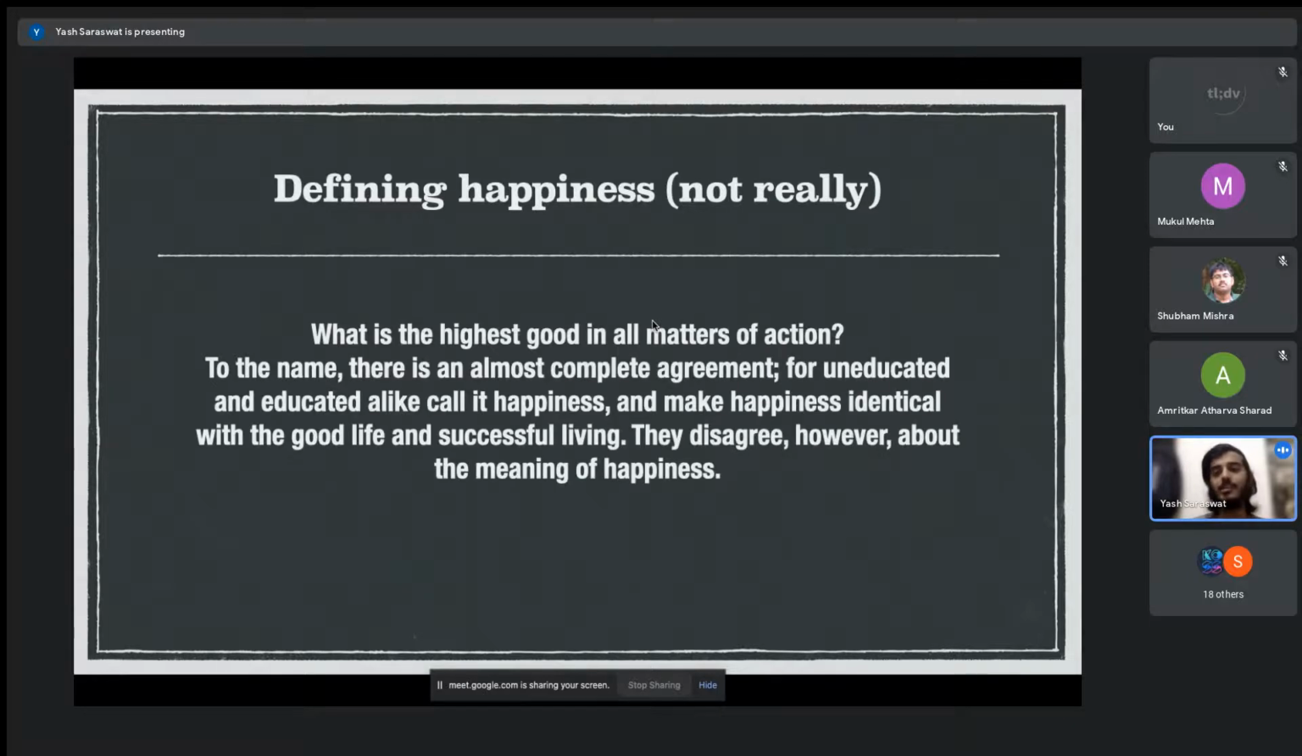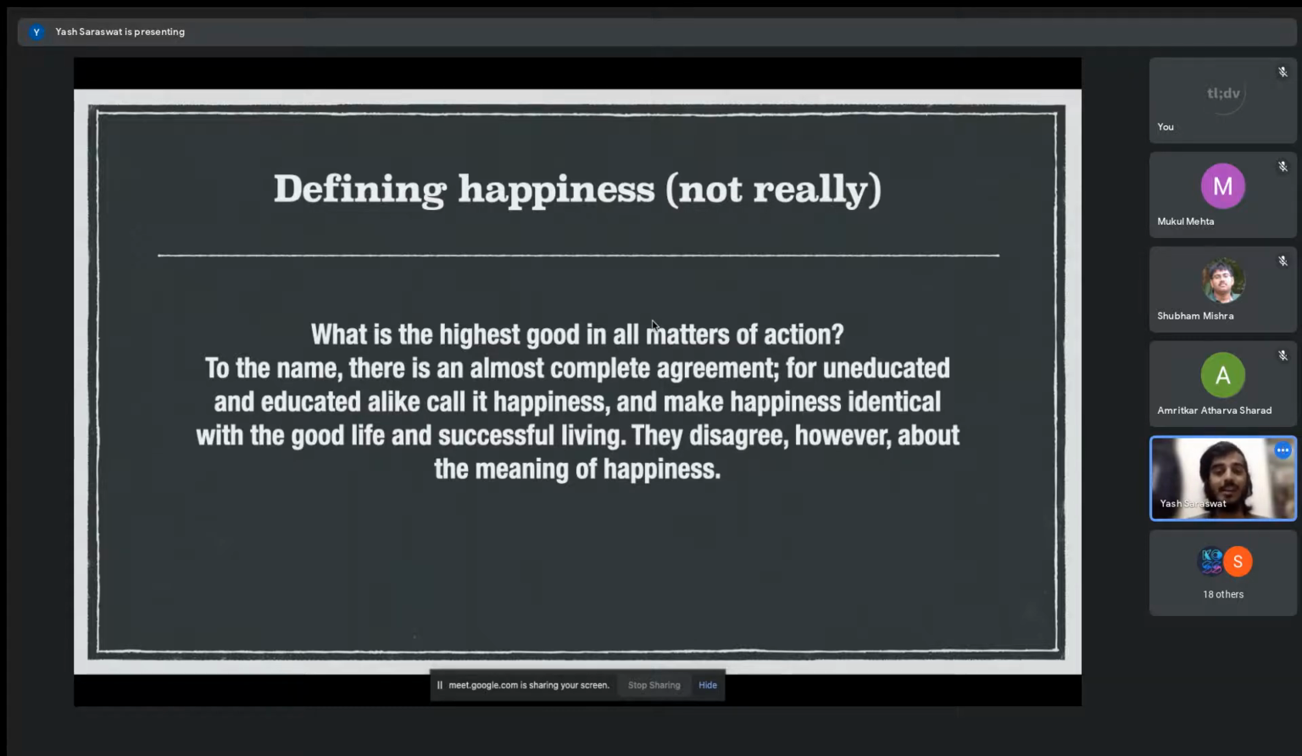So, what he said, these are the exact words, I think translated from Greek, obviously. So, what is the highest good in all matters of action? To the name, there is an almost complete agreement for the uneducated and educated alike to call it happiness. I think most of us agree. The final destination must be happiness for all of us, right? And make happiness identical with the good life and successful living. Now, this is a debated point that being successful and being happy are two different things, and it's a whole new debate. And let's not get into it.